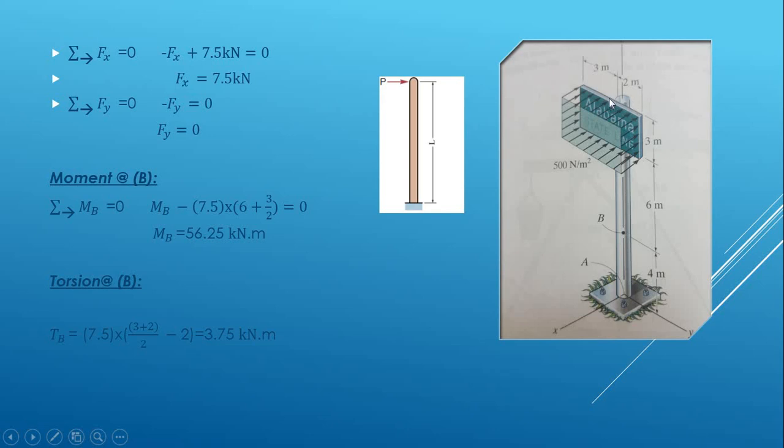Now we can calculate it. The 3 plus 2, this total distance, over 2, gives the concentrated load at the center: 2.5 minus 2, this distance. This is the eccentricity. Eccentricity is 0.5. 7.5 times 0.5 equals 3.75 kilonewton meter. This is the torsion at point P.